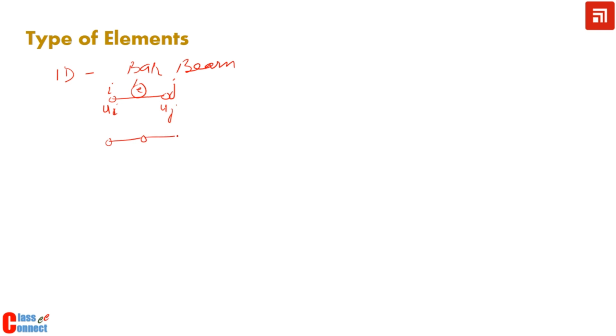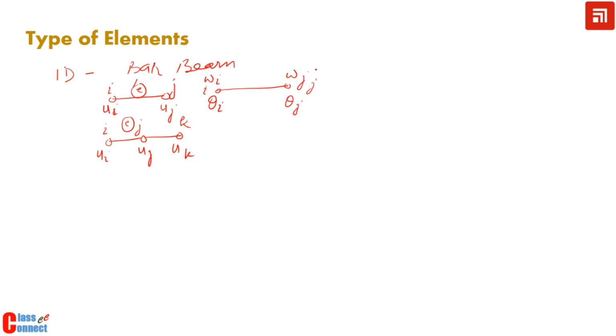For a three noded bar element, we can make it i, j, k and the field variables ui, uj and uk. So this is the eth element. In case of beam element, the field variables are wi and wj for the ith and jth node respectively, and also we have theta i and theta j for slope.